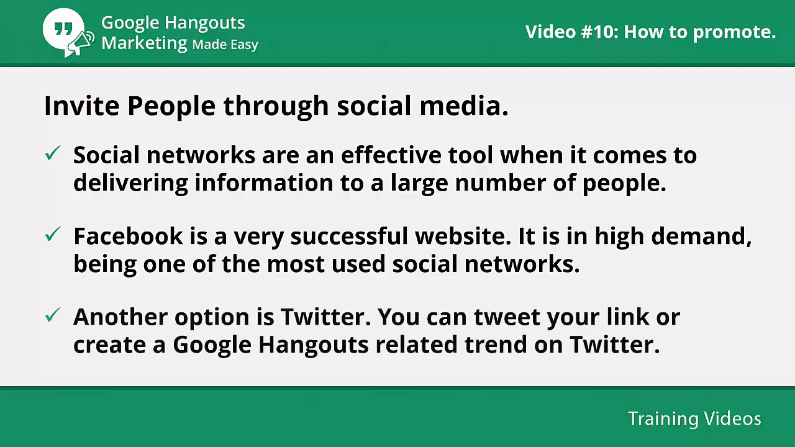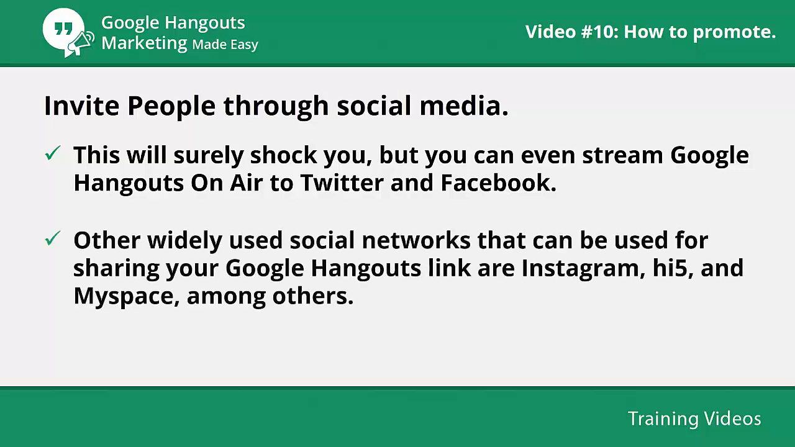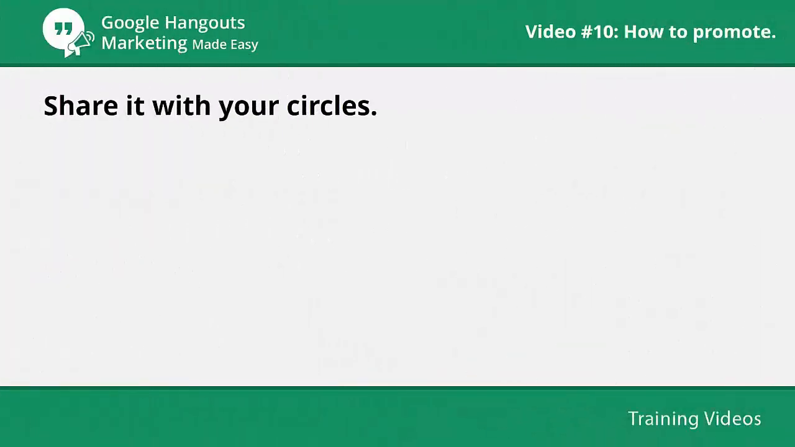Another option is Twitter. You can tweet your link or create a Google Hangouts related trend on Twitter. There, you might find other Twitter users which are part of the Google Hangouts community. This way you can establish new circles. This will surely shock you, but you can even stream Google Hangouts on Air to Twitter and Facebook. It is something certainly worth learning. Other widely used social networks that can be used for sharing your Google Hangouts link are Instagram, High5, and MySpace, among others.